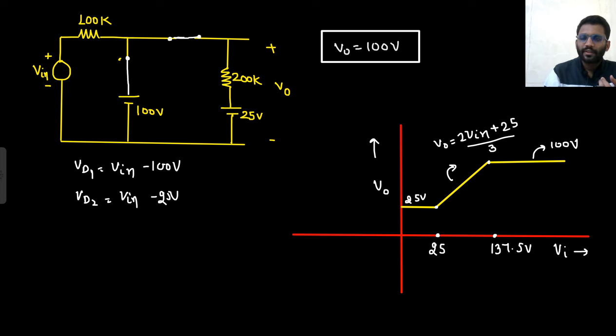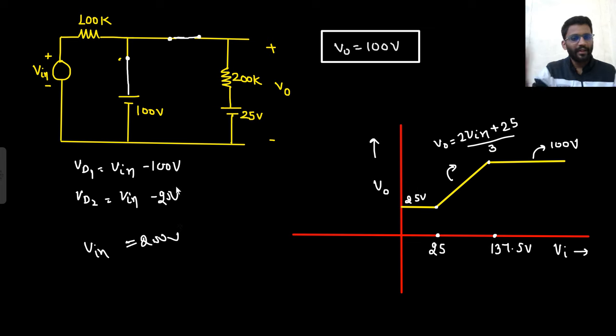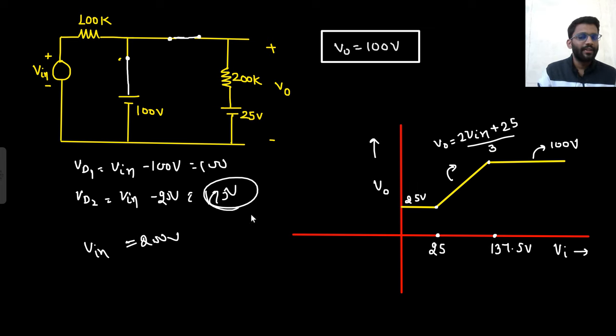At 175, this will be having 75 and this will be having 150. Let's assume Vin is 200 volt. At 200 volt, we will again apply open circuit test. This will give you 100 volt, and this will give you 175 volt. So again, this will be deciding.